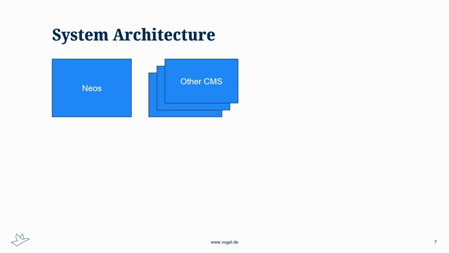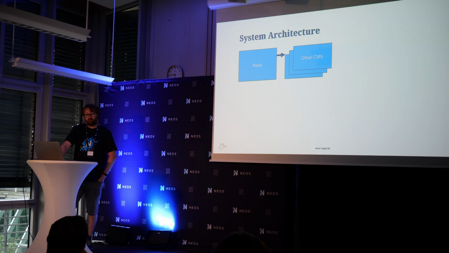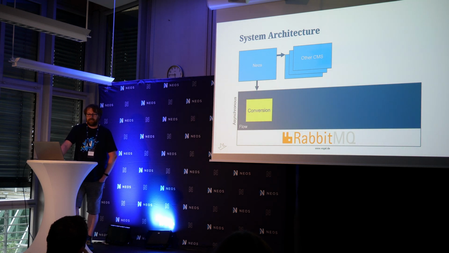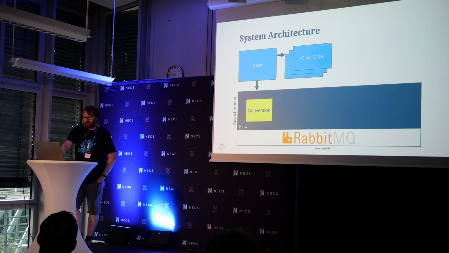So basically, our system architecture is we have Neos as core CMS, but we also have a couple of other CMSs. If an editor wants to translate an article, he goes into the UI in Neos. Neos will check if the article is owned by itself or by another CMS. If so, it will fetch the article. And then the translations take time, so we were aware that we need to do this asynchronously.